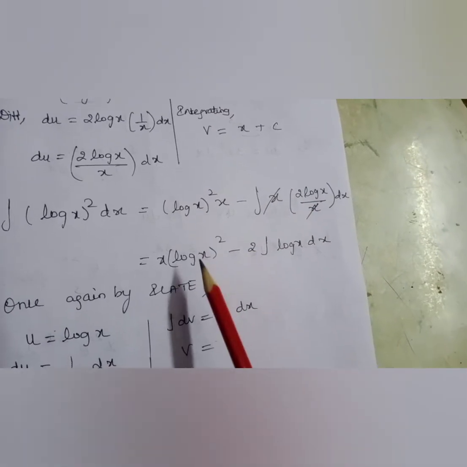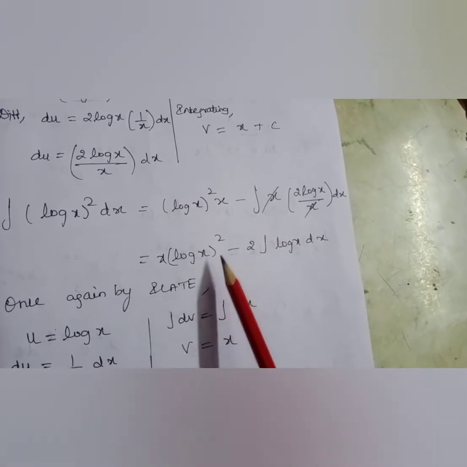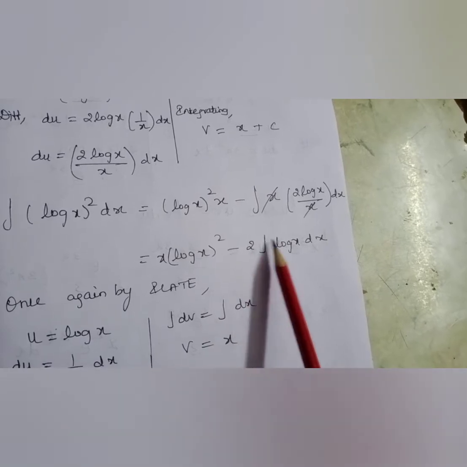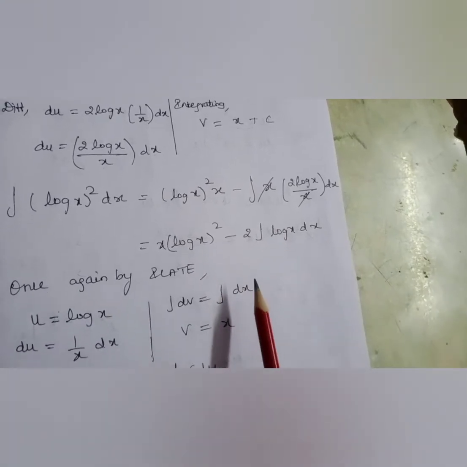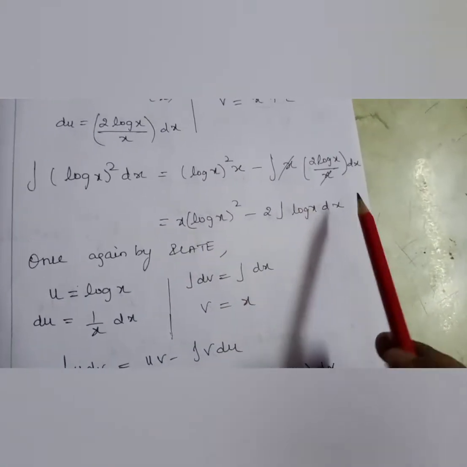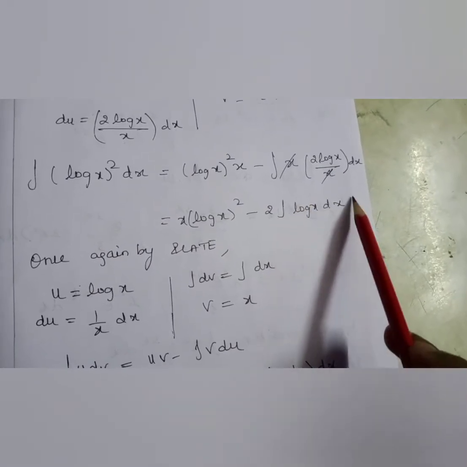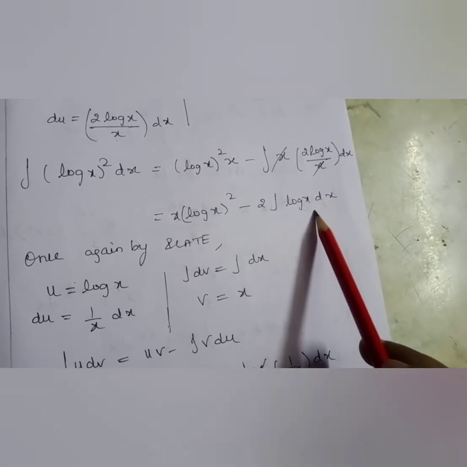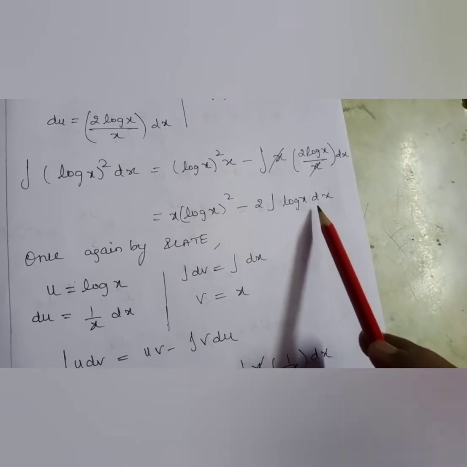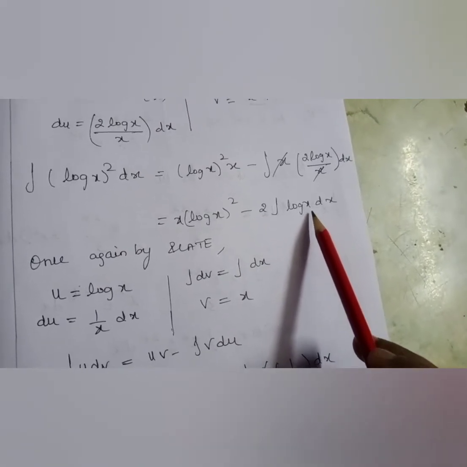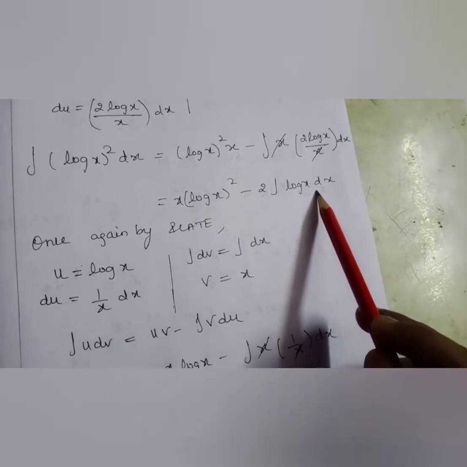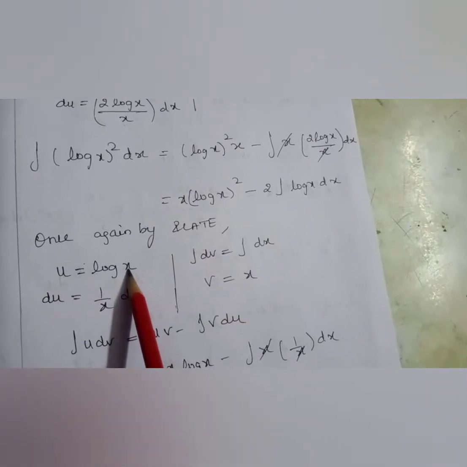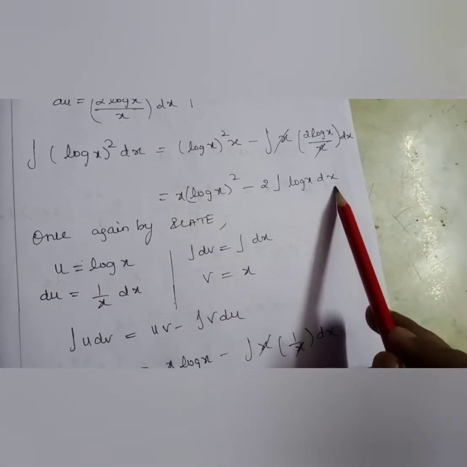x and x will get cancelled. I can take the 2 outside. So I am getting x into log x the whole square minus 2 into integral of log x dx. So see, again I am having log x dx here, which cannot be integrated directly. Okay, so what I will do, again I will use the ILATE method. So using ILATE, u will be taken as log x and dv will be taken as dx.